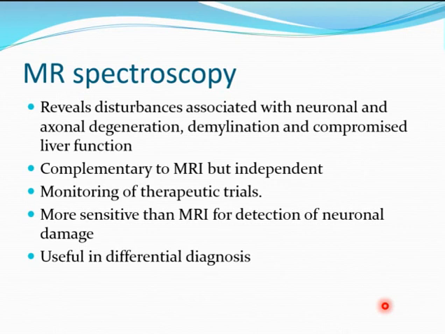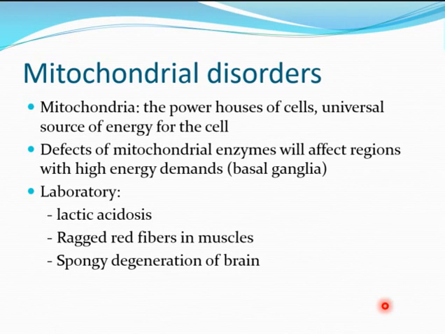It can be used for monitoring therapeutic trials, is more sensitive than MRI for detection of neuronal damage, and is useful in differential diagnosis. For example, in mitochondrial disorders, the mitochondria are the source of energy. So defects in the mitochondrial enzymes will affect regions with high energy demands, like the basal ganglia, the first part to be involved, the one that needs energy the most. In the laboratory, it will show you lactic acidosis, ragged red fibers in the muscles, and spongy degeneration of the brain.